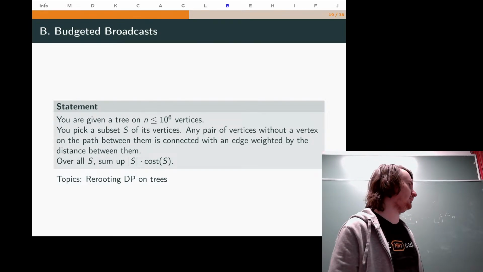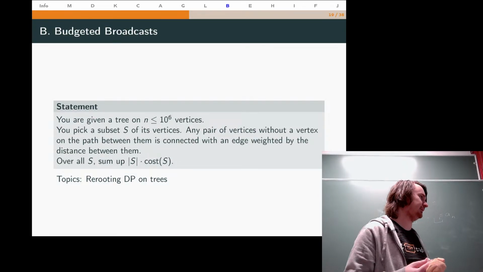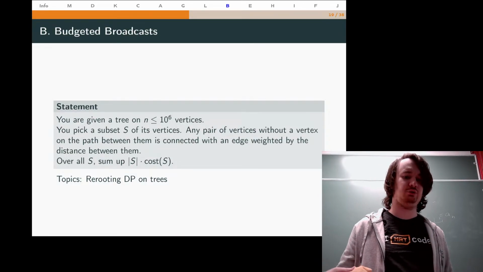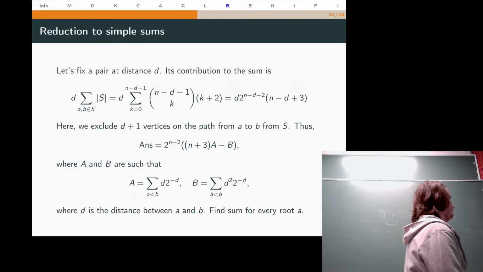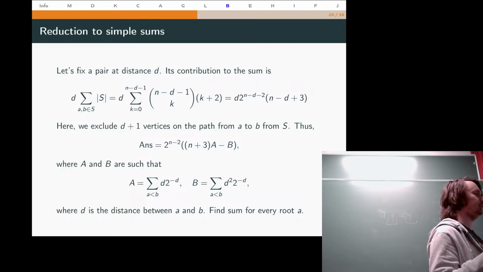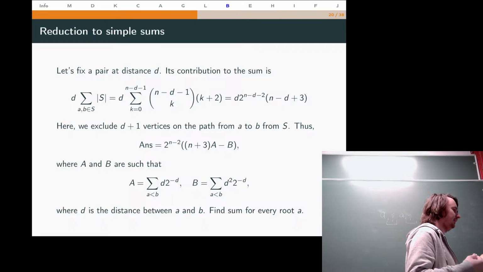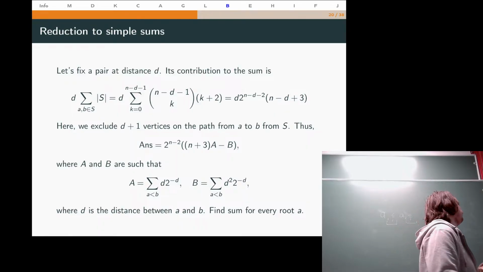This problem is mostly about DP on trees, and in particular about how we can do rerooting on this. So, first of all, let's investigate what exactly we are asked to sum up, and we will reduce it to some sums that are much easier to work with than the original formulation.